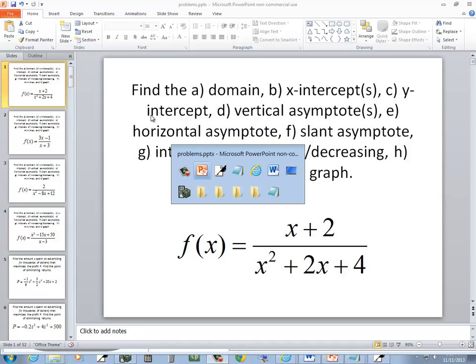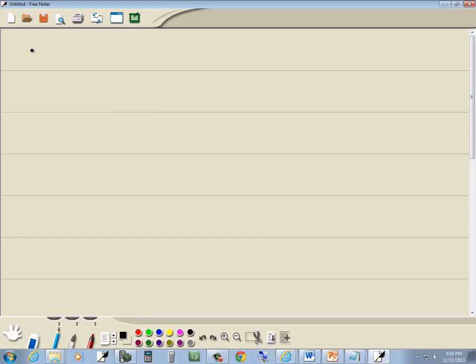Let's take a look at this problem. We got f of x is equal to x plus 2 over x squared plus 2x plus 4.